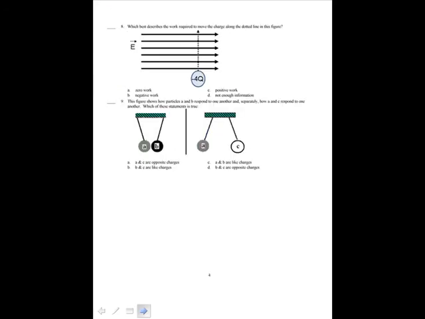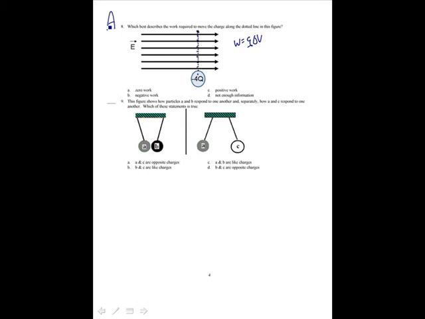Which best describes the work required to move the charge along the dotted line in this figure? Alright, well, there is no change in potential because this is an equipotential line. Work is Q delta V. Alright, you can also think of it as that the displacement is at 90 degrees to the direction of the force due to the electric field. So it requires zero work.